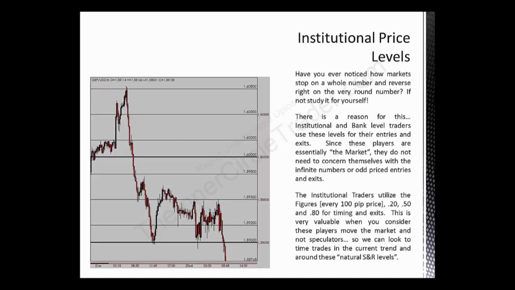And the reason why these levels are so significant is because institutional traders, many times their order blocks are around these particular price levels. That's why it's uncanny how price goes to these particular levels. The banks are taking action and providing liquidity for traders at these price points.